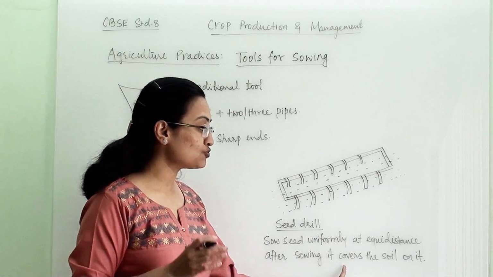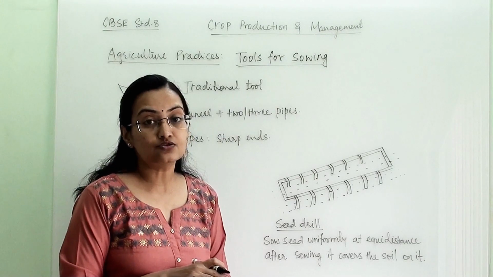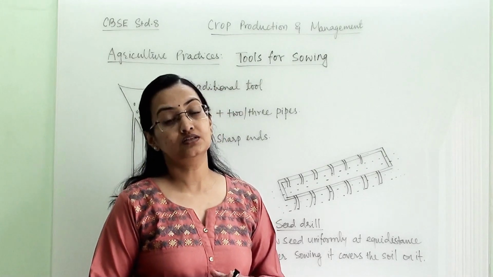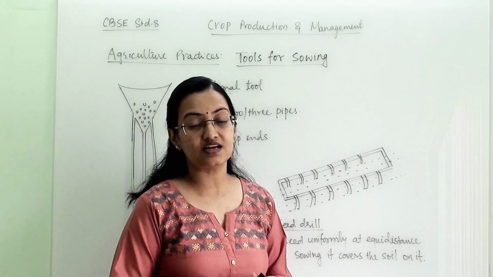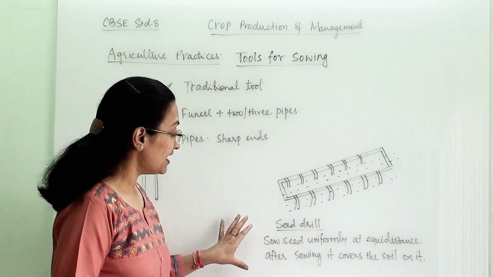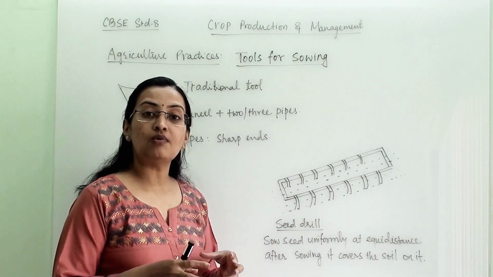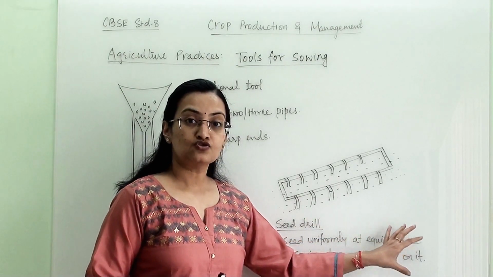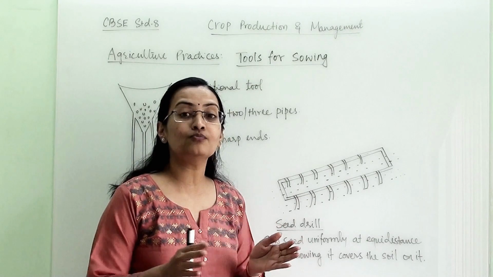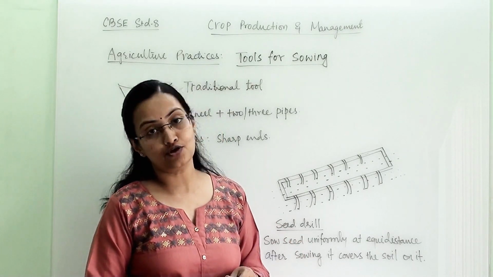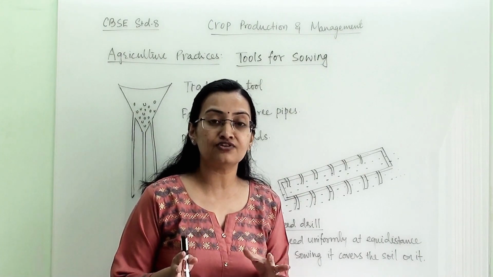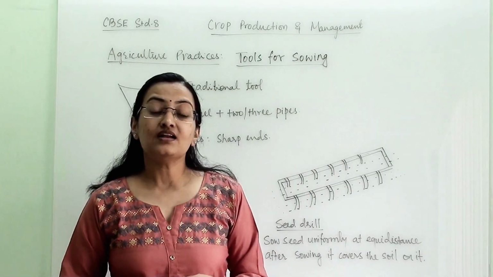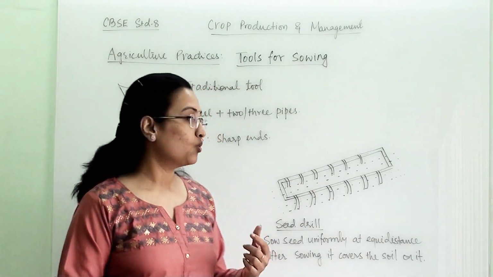After sowing, it will also cover the soil on the seed. After sowing, it covers the soil on it so that seeds will get protection from the birds. Birds will not eat the seed and seed will be there and they will germinate, and all the seeds will get equal amount of manure, fertilizer and water because they are placed at equidistance. So crop will be uniform and uniform distribution of seeds will give high yield of crop. Now let us understand the difference between the traditional tool, that is funnel, and the seed drill, and why nowadays the seed drill is preferred over the funnel.